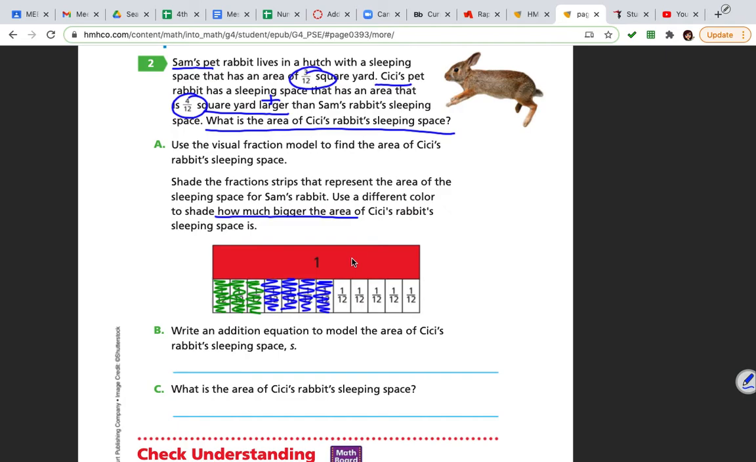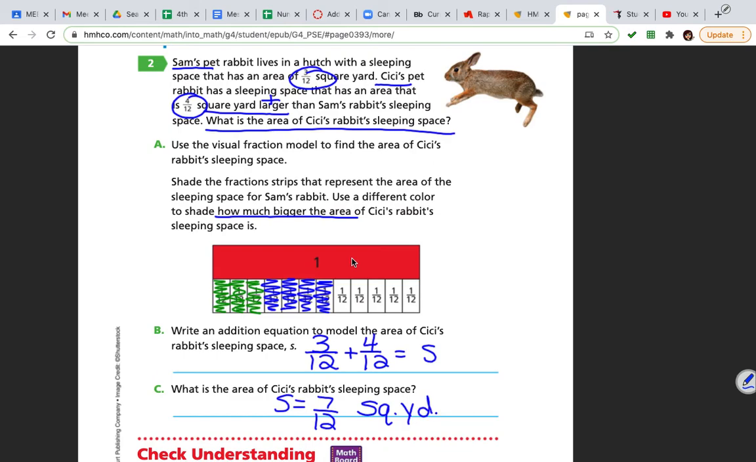Write an addition equation to model the area of Cece's rabbit space, S. So we will say 3/12 plus 4/12 larger, plus 4/12 equals S. That's the area of Cece's rabbit sleeping space. So let's solve for S. S equals 3/12 plus 4/12. So we add the numerators. 3 plus 4 is 7, and we keep the denominator the same. 7/12. So it's 7/12 square yard.